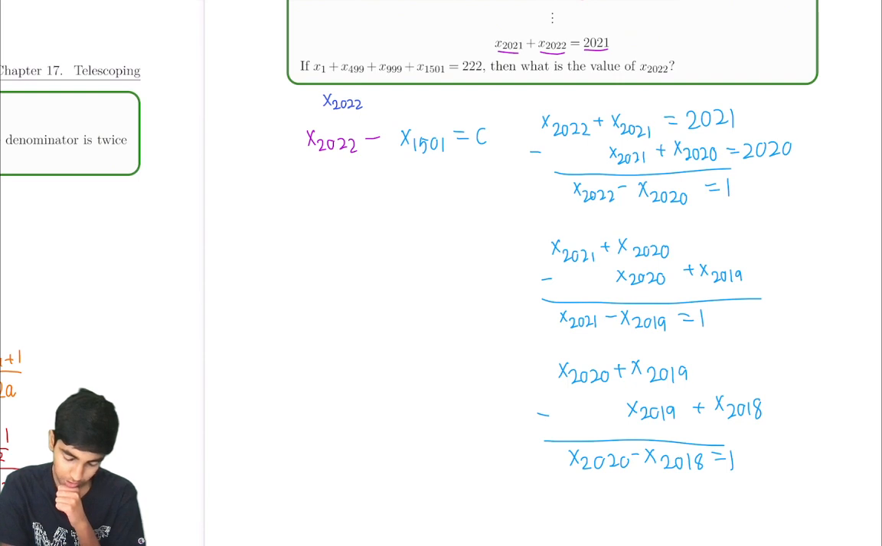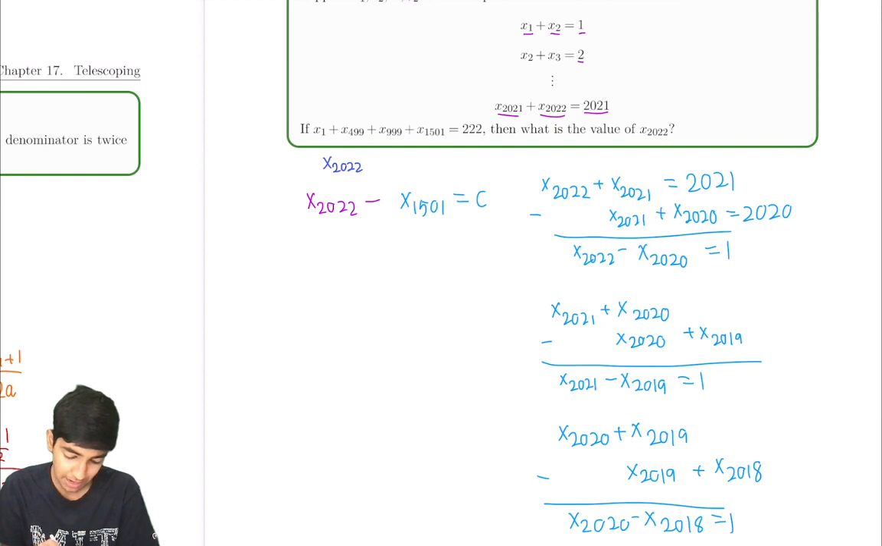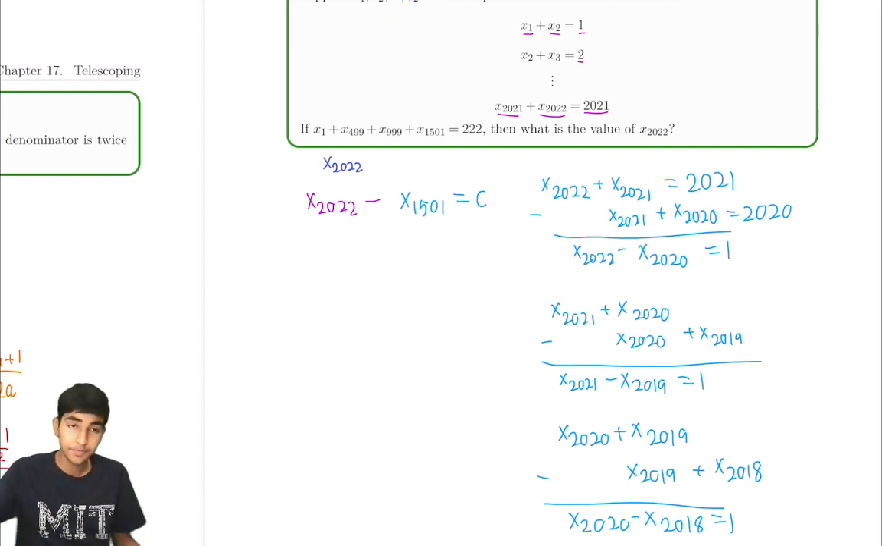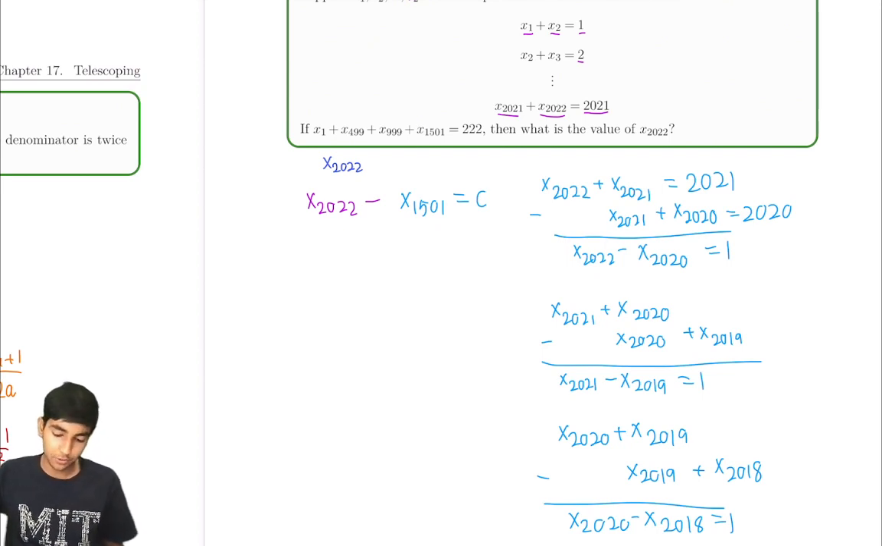Okay, so what should we do from there? Well, the truth is, it actually won't be that simple to find the value of x of 2022 minus x of 1501, because all the expressions give us a difference between terms that differ by 2. So x of 2022 minus x of 2020, for example. It's not easy to find x of 2021 minus x of 2020.